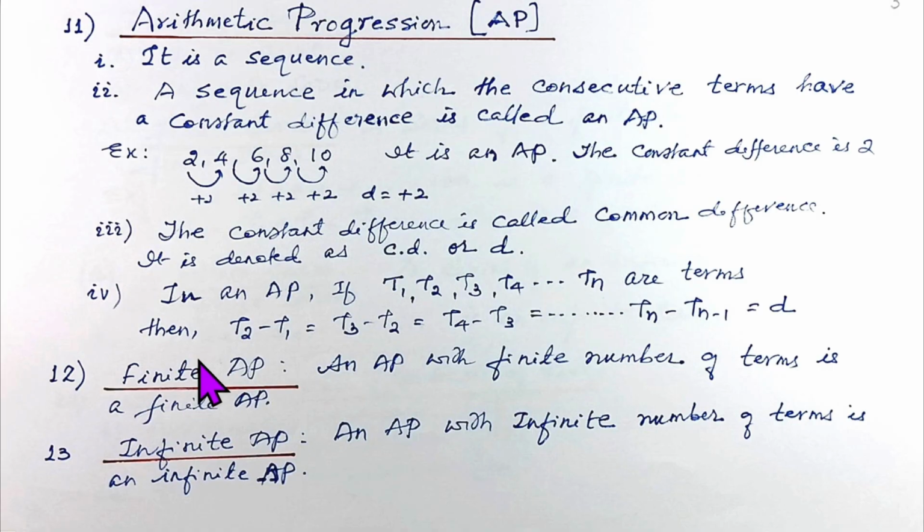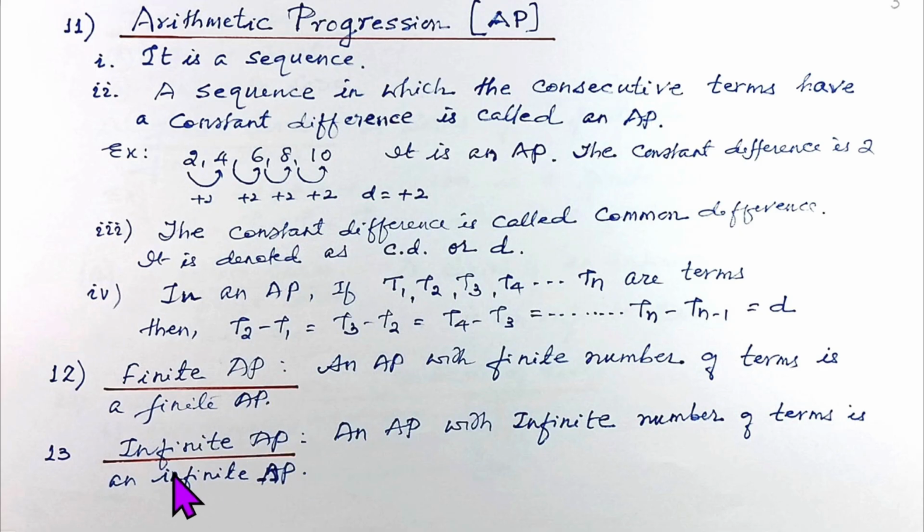Remember that. That means to check if a given sequence is an arithmetic progression or not, just find out the difference between the consecutive terms. If the difference between the consecutive terms is constant, that is, the common difference is the same, then it is 100% an arithmetic progression. This is an arithmetic progression because the difference between the consecutive terms is 2, that is, D is plus 2.